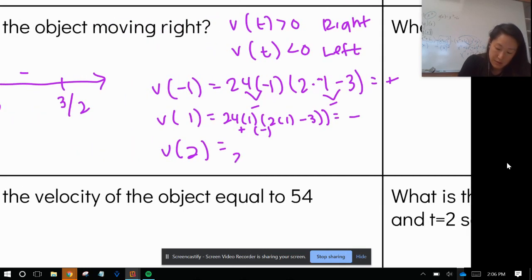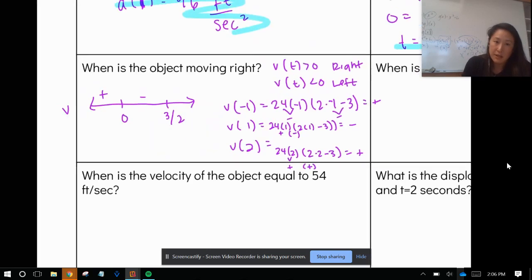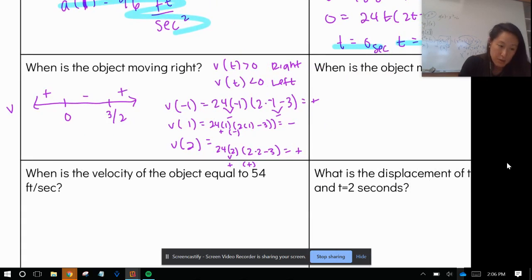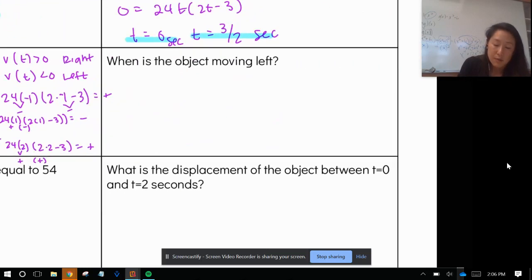Okay, v of 2: 24 times 2 times 2 times 2 minus 3 is, let's see, 24 and 2 make a positive. 4 minus 3 is a positive, so in total I get a positive. So I am moving to the right in my position when we are positive, the left when we are negative, and the right when we are positive. When is the object moving to the left?